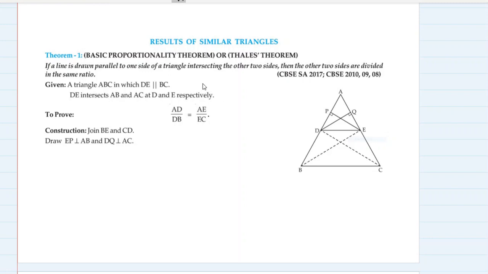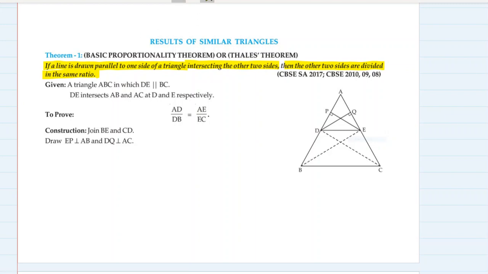I will read the statement, but I will read it in the question format, how it is asked in your examination. In the question format, this theorem is asked as: prove that if a line is drawn parallel to one side of a triangle, intersecting the other two sides, then the other two sides are divided in the same ratio. This is the statement of the basic proportionality theorem.